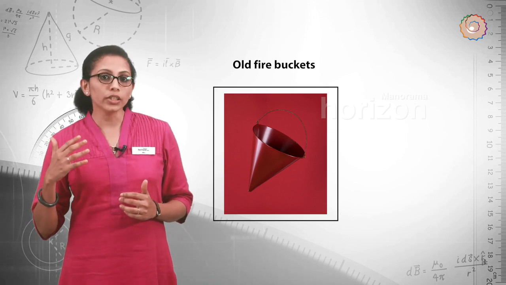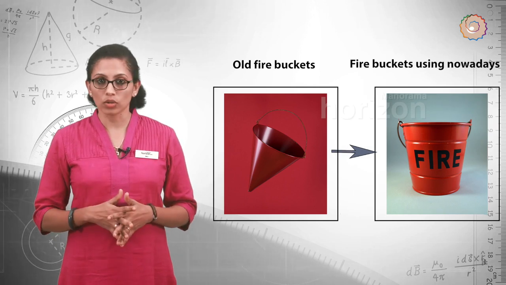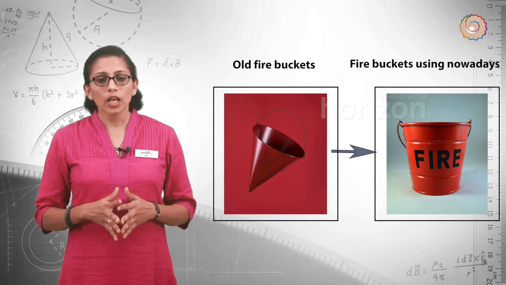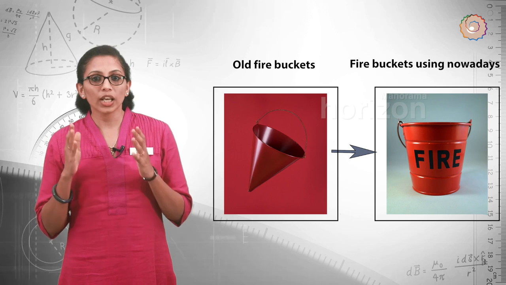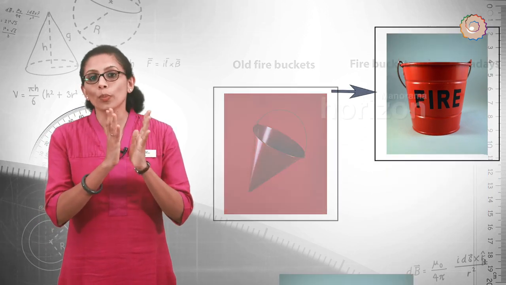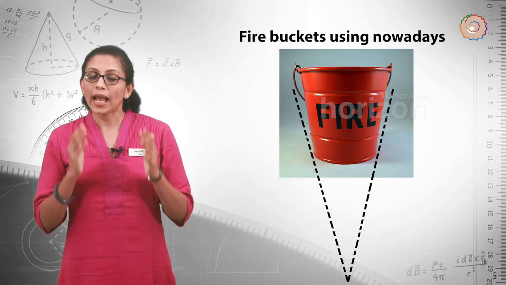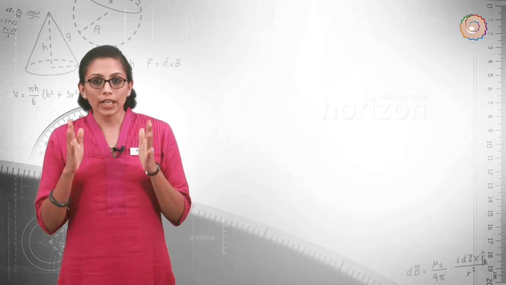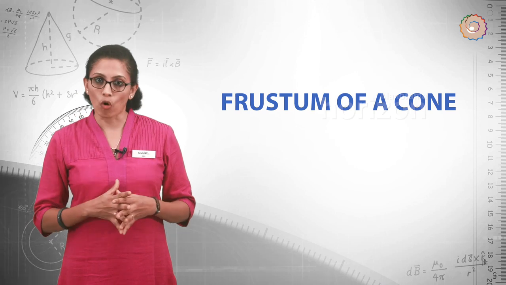So, they started using another kind of fire bucket which can be kept on the ground also. These fire buckets are widely used nowadays. Now, if you observe the shape of fire buckets, their shape is not exactly a cone. This can be reduced to make a cone. That means they actually come out from a cone, and this shape is called a frustum. Let's see now what exactly a frustum is and how they are formed.